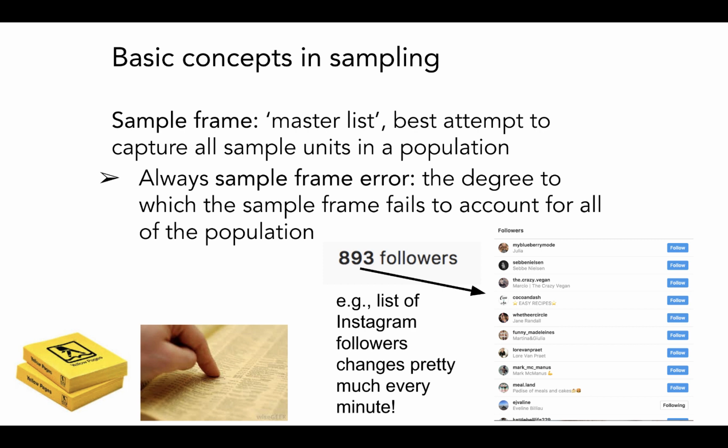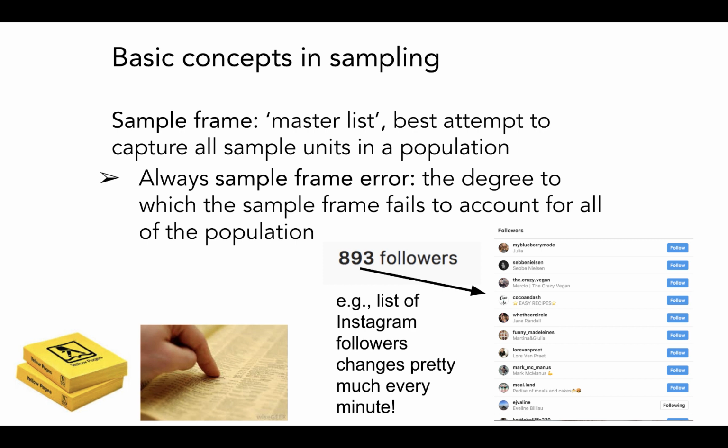So a sample frame is basically a master list that tries to account for everyone in the population. So it's the best attempt you can get to capturing all units in a population. Think of, for example, Yellow Pages, which of course no one ever uses anymore, or think of, for example, your list of followers on Instagram. If your population is defined as everyone who follows you on Instagram, then how do you know who all follows you? Well, let's go to your follower list. And that whole list, that accounting of everyone who's following you, is called a sample frame.